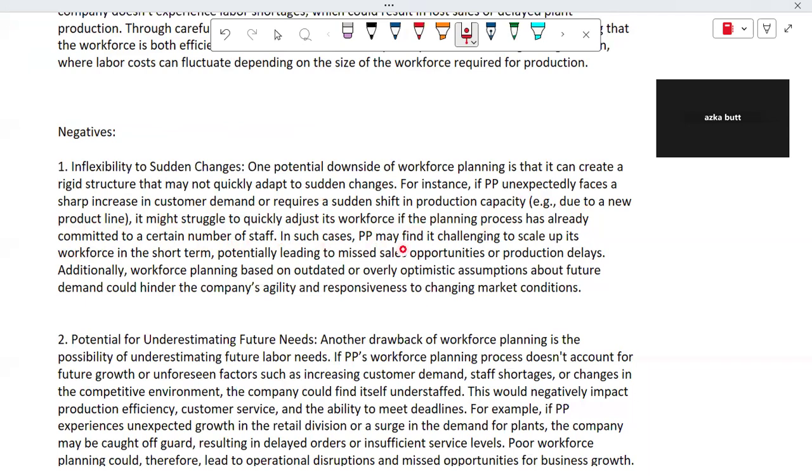In such cases, PP may find it challenging to scale up its workforce in the short term, potentially leading to missed sales opportunities or production delays. Additionally, workforce planning based on outdated or overly optimistic assumptions about future demand could hinder the company's agility and responsiveness to changing market conditions.